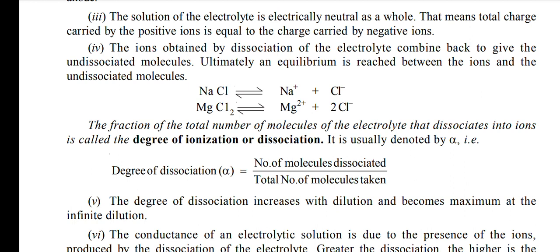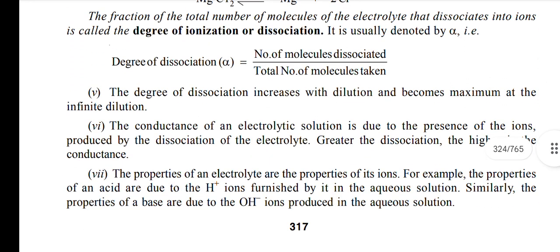The fraction of the total number of molecules of the electrolyte that dissociate into ions is called the degree of ionization or dissociation. It is usually denoted by alpha. Degree of dissociation is equal to the number of molecules dissociated divided by the total number of molecules taken. The degree of dissociation increases with dilution and becomes maximum at infinite dilution.